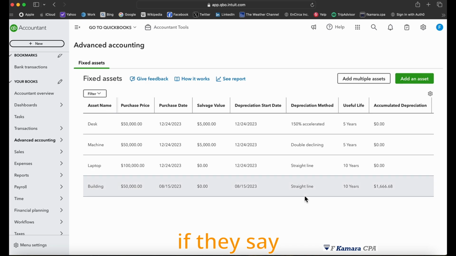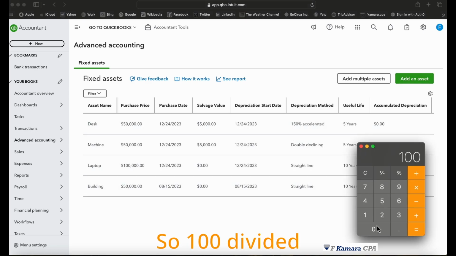But if they say 150% accelerated method, so 100 divided by 5, which is also 20, times 150 divided by 100 is 1.5. So we say times 1.5. This is the factor. So 30. So this 30% is what we're going to apply on the 50,000 to get our depreciation expense for that year.